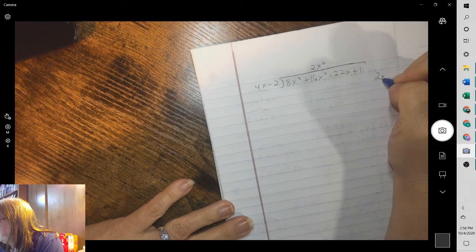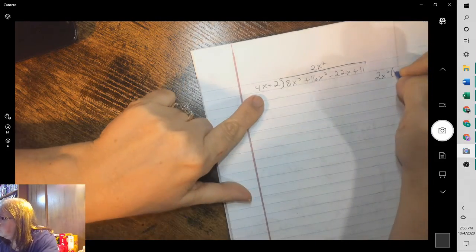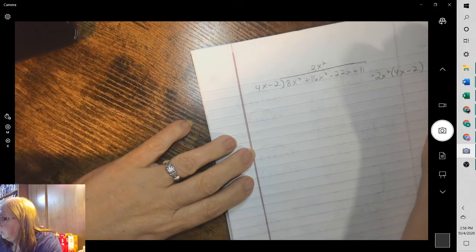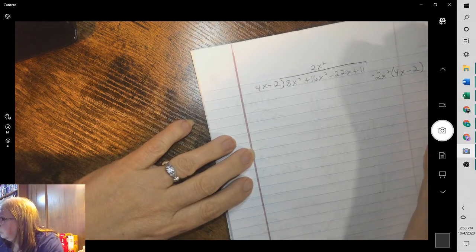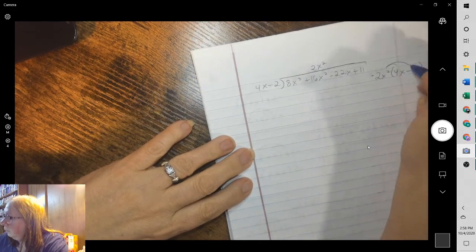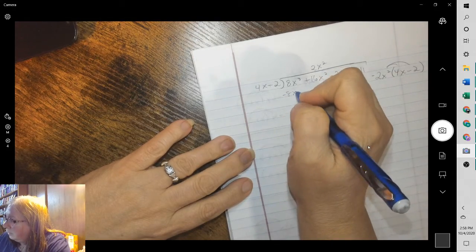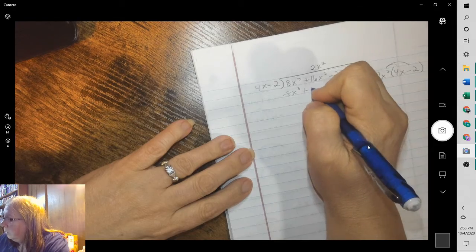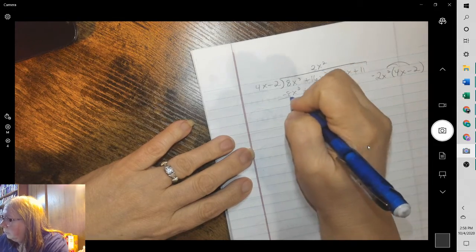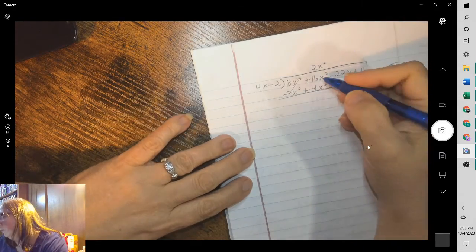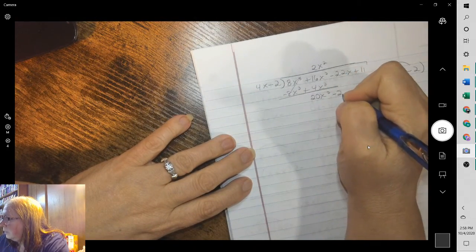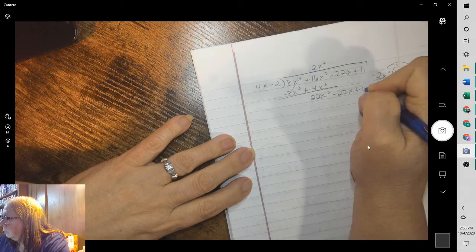So we have the 2x squared times 4x minus 2. I'm going to make it the opposite sign because I'm subtracting. Distribute it. Negative 8x cubed. A negative and a negative is a positive 4x squared. Combine down, 20x squared and bring the rest down. And do it again.